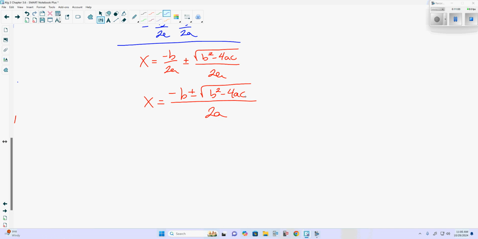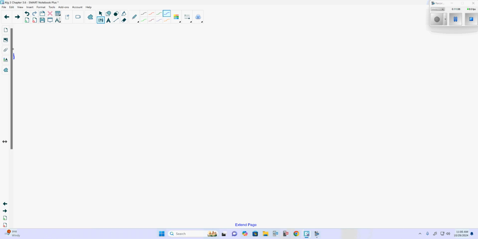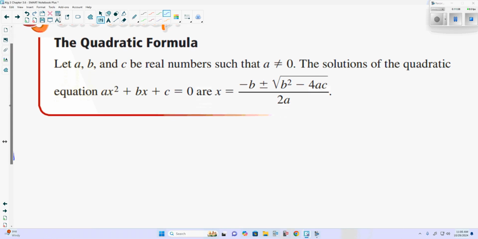That is the nice thing about the quadratic formula: if we let a, b, and c be real numbers such that a cannot be 0, this right here is the key part. The equation ax squared plus bx plus c equals 0 has solutions given by x equals negative b plus or minus the square root of b squared minus 4ac, all over 2a.